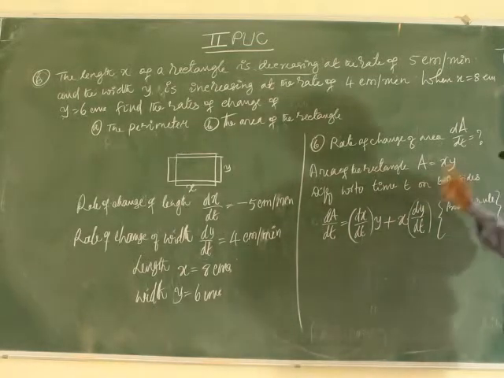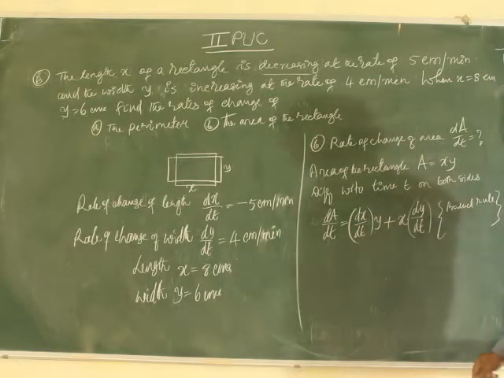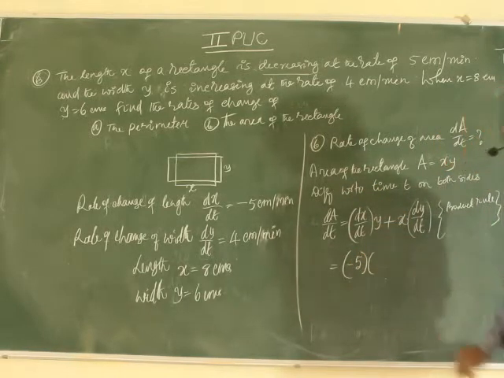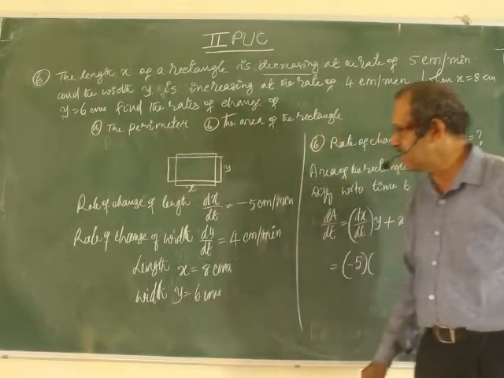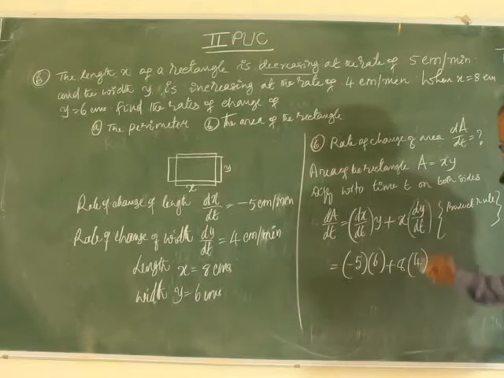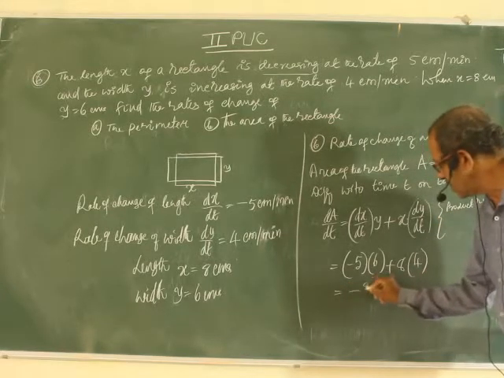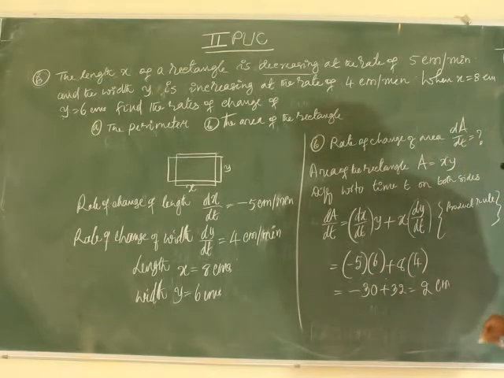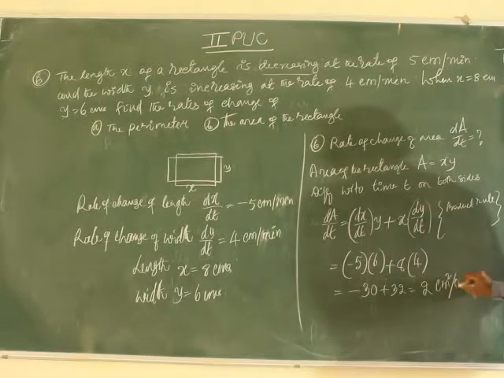Because it is x into y, differentiation, the product formula must be used there. dx by dt is given, minus 5, into y. Y is given here: when the width reaches 6 centimeter, x length reaches 8 centimeter, dy by dt is 4. Simplify and get the answer. Minus 30 plus 32, or 2 centimeter square per minute.